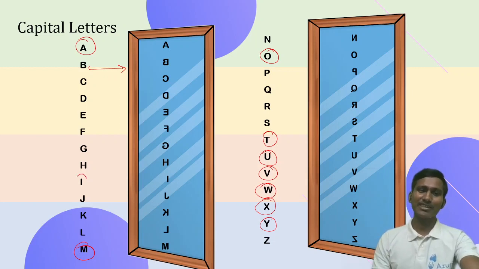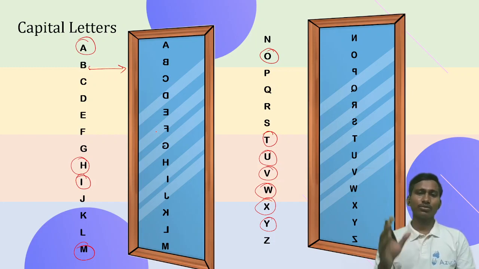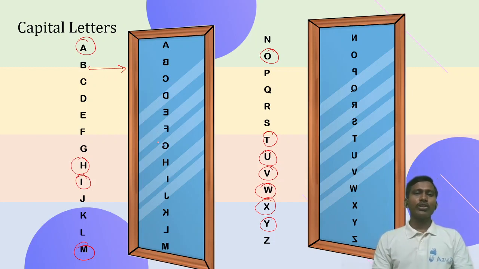Understood? I is also the same. Okay, H here, H is also the same. Got it? Okay, so these are the letters whose mirror image is the same as the question figure. Got it? So can everyone write the mirror image of capital letters?